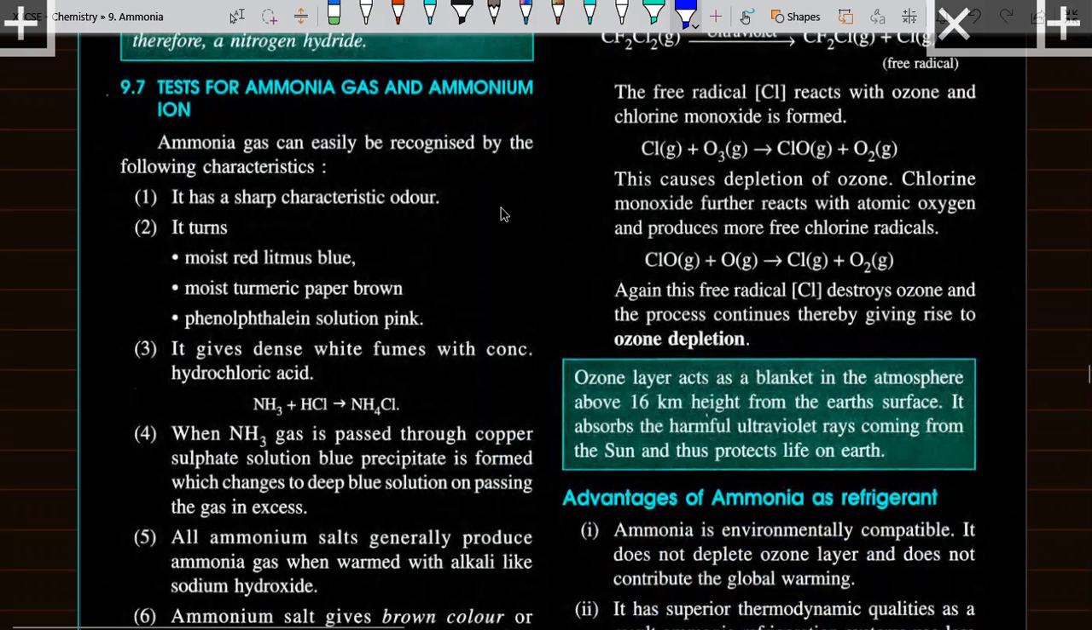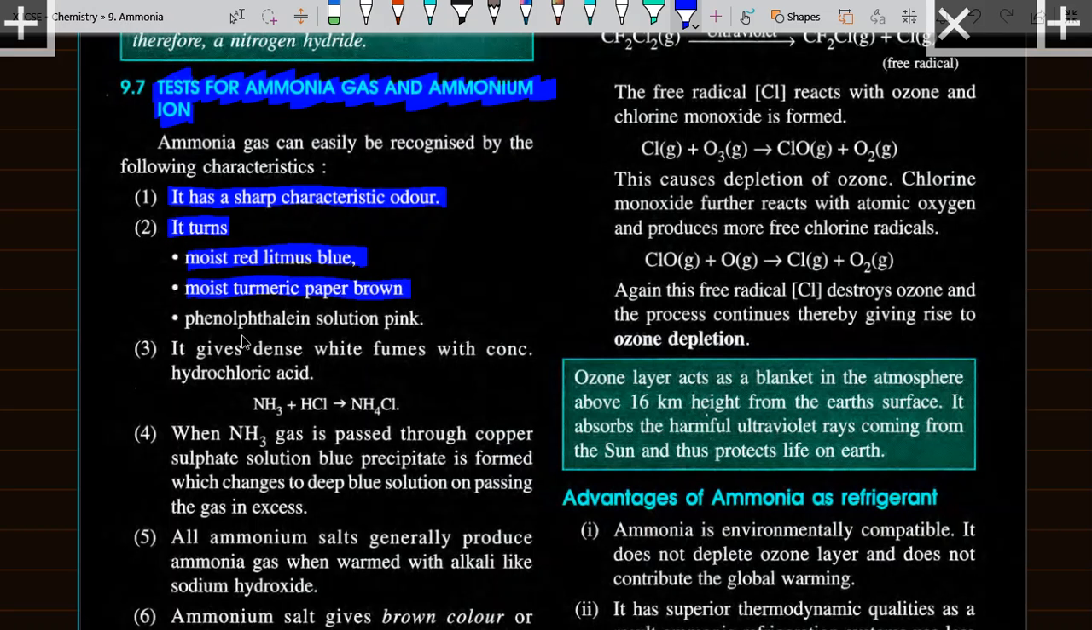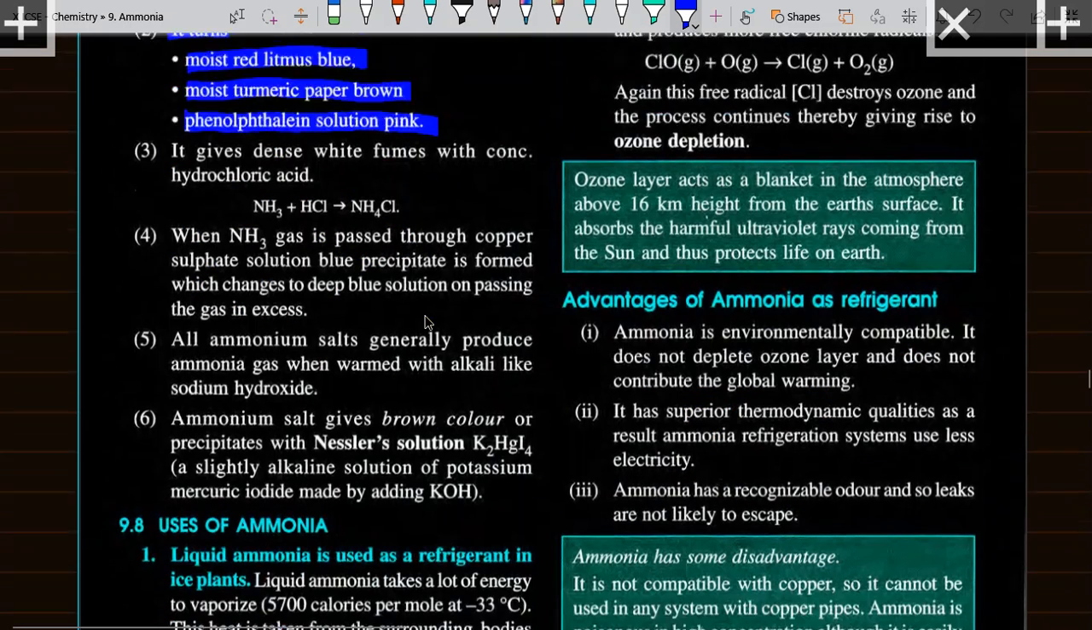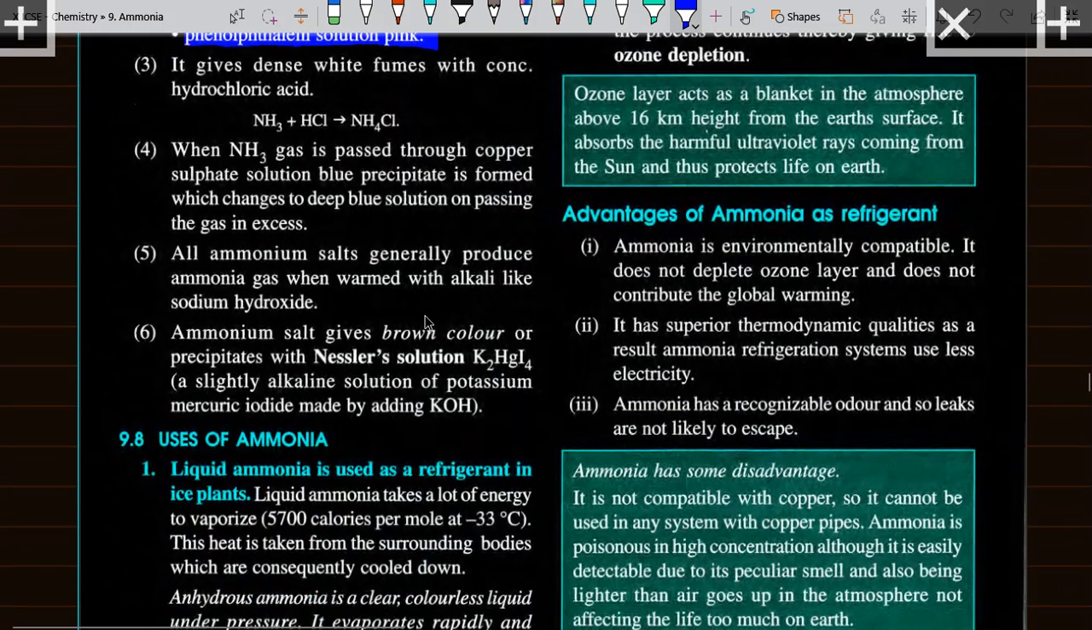Okay. Now something important, tests for ammonia gas and ammonium ion. Ammonia gas can be easily recognized by the following characteristics. It has a sharp characteristic odor. It turns moist red litmus blue, turmeric paper brown, and phenolphthalein solution pink. It gives dense white fumes with concentrated hydrochloric acid.